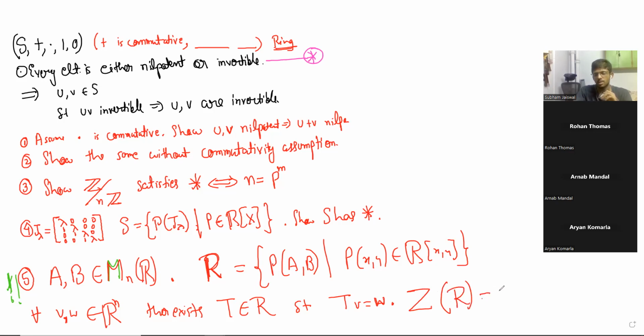Now you take the center of R. What I mean is basically, it's just a definition, you take all those U such that U times T is equal to T times U for all T in R. So now I'm taking those things which commute with everything. So we are getting some commutativity. And then the question is again, show that this ZR has addition and multiplication, meaning that if two things are in ZR, then the sum is there, the product is there, and so on. Show that ZR satisfies star.